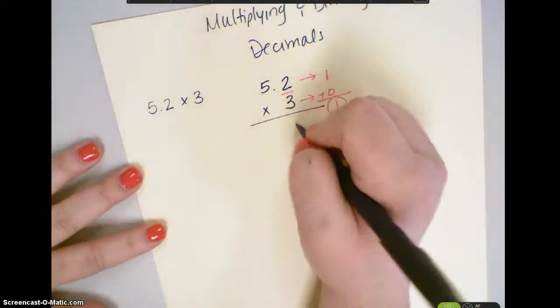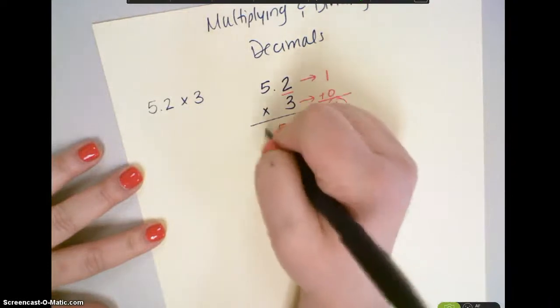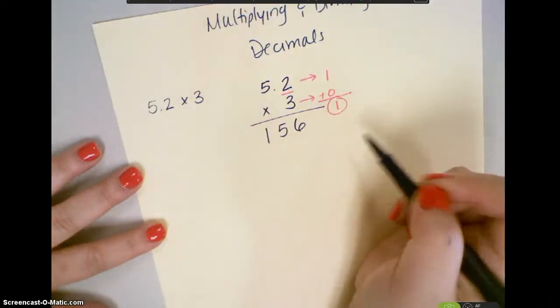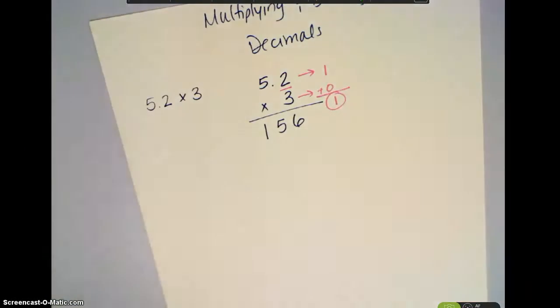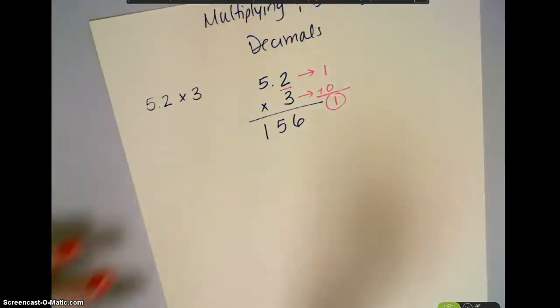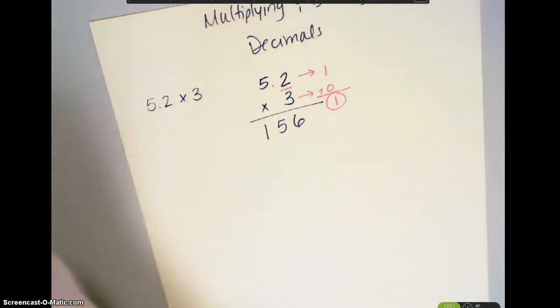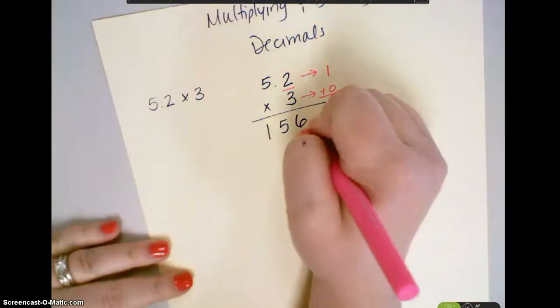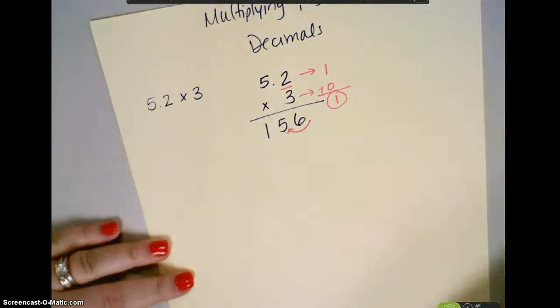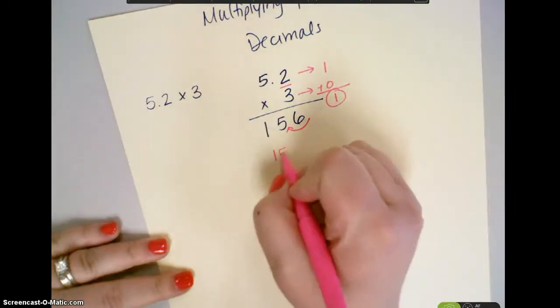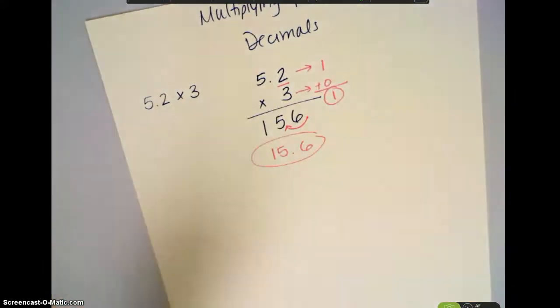So 2 times 3 is 6. 5 times 3 is 15. So I get 156, which doesn't really make sense because if I think about 5 times 3, if those were just whole numbers, my answer would need to be somewhere around 15. So if you get 156, something should be going on in your brain going, that's not right. I need to put 1 decimal place back in. So I'm going to start at the end. That's where my decimal would start, and I'm going to move it bloop, 1 place over to the left. So my final answer would be 15 6/10.